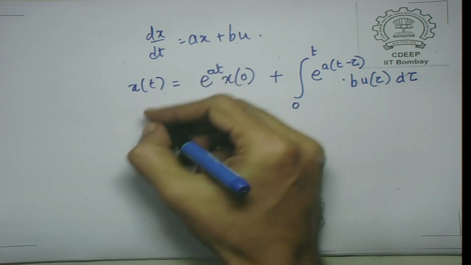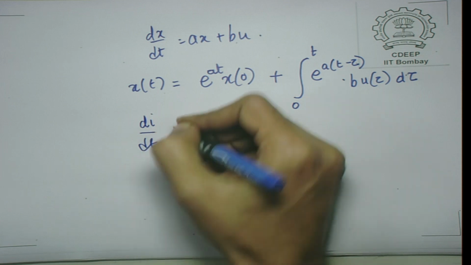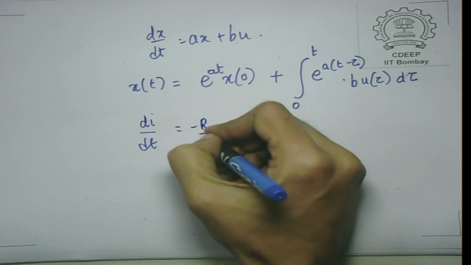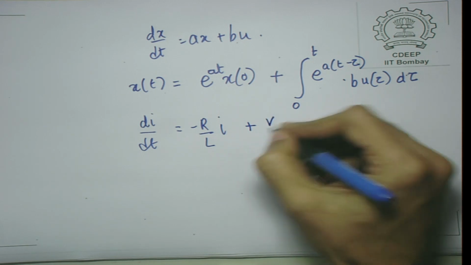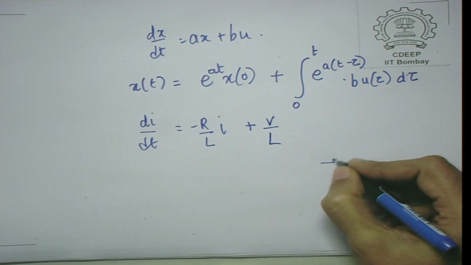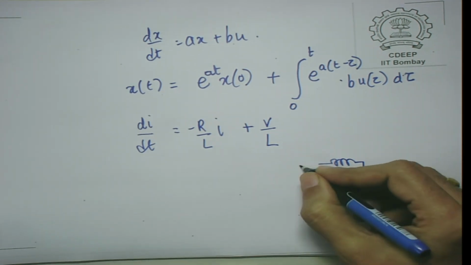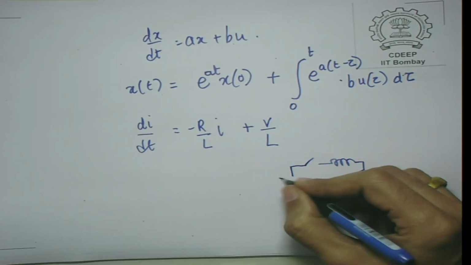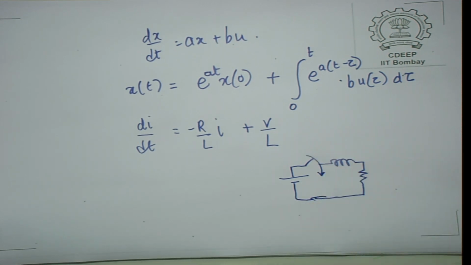So, if you want to apply this to say a system like this which is excited by a DC voltage source, I will just draw this. We have an RL circuit and you assume that you switch on a DC source onto it.